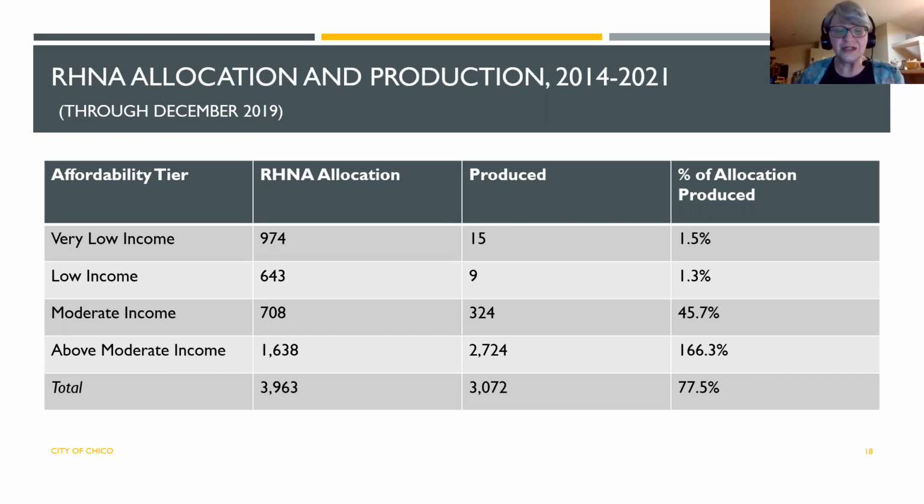So in other words, these housing units needed to be produced at costs that would be affordable to individuals and households at those income levels. Then you can see in the production numbers what has actually happened through December 2019. And one thing that you'll be able to note is that in terms of the affordability tiers, the only place where the mark was achieved and actually exceeded was in the above moderate income category, with 166.3% of the allocation actually produced. Where the numbers were incredibly low was in the very low income and low income.